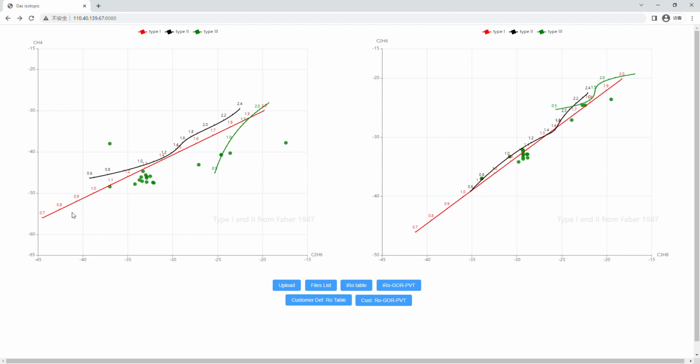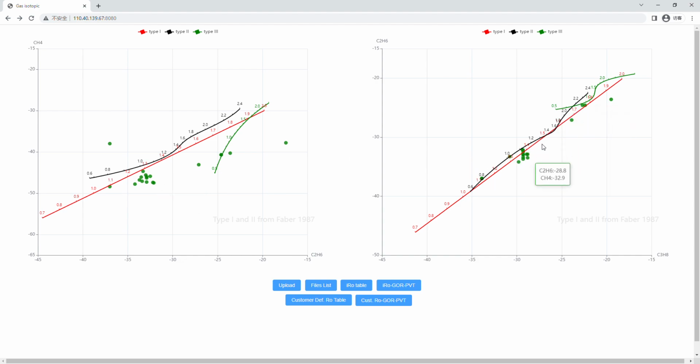Type 1 is actually used exclusively by Geomark throughout their work. But in reality, there are variations. There are type 2 as well. Shown here is the Eagle Ford. It fits type 2 actually very well.